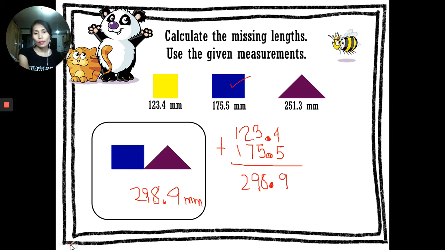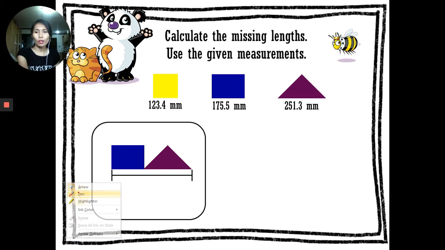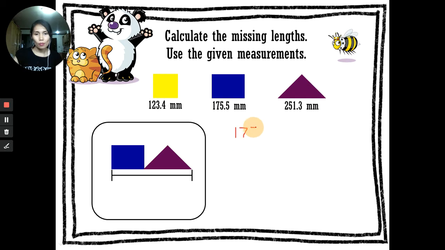Okay, that one. Let's erase our writing there. Find the missing length. Okay, it's rectangle plus triangle. So again, like what we did with the square and rectangle, we will add because we will sum up their lengths. So 175, step 1, remember, you have to line up the decimal points. 175.5 plus 251.3.